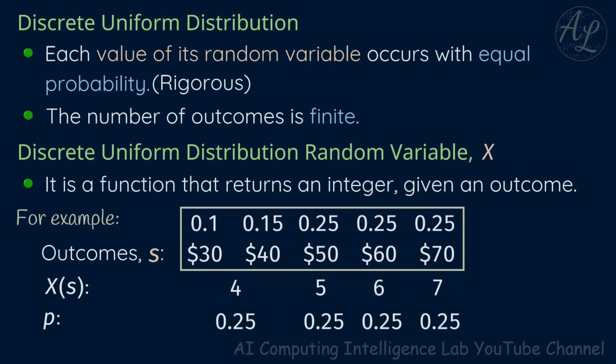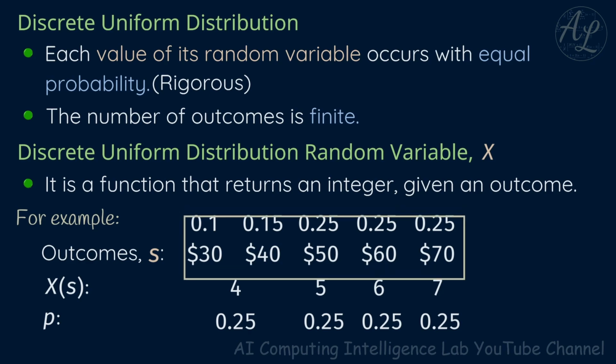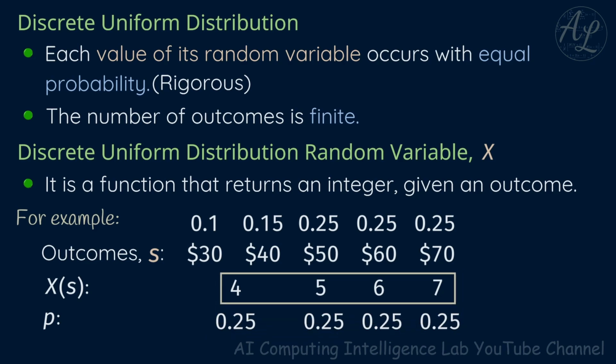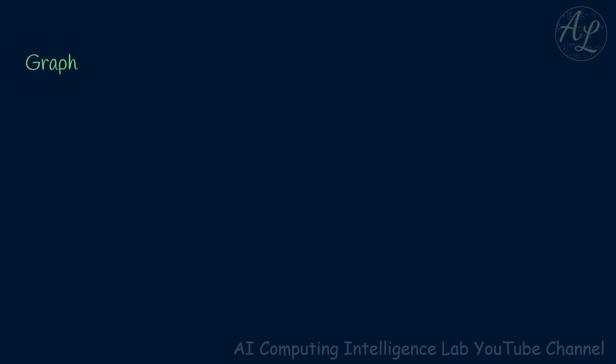So even though we have unequal probabilities of occurrence in the outcomes, we can still describe this distribution as a discrete uniform distribution, as long as the probabilities of occurrence of the values are the same, and of course, the number of outcomes is finite. So that's for the definition of the discrete uniform distribution, which is consistent with the expressions that will be shown later in this video. So now let's discuss the graph of the distribution.